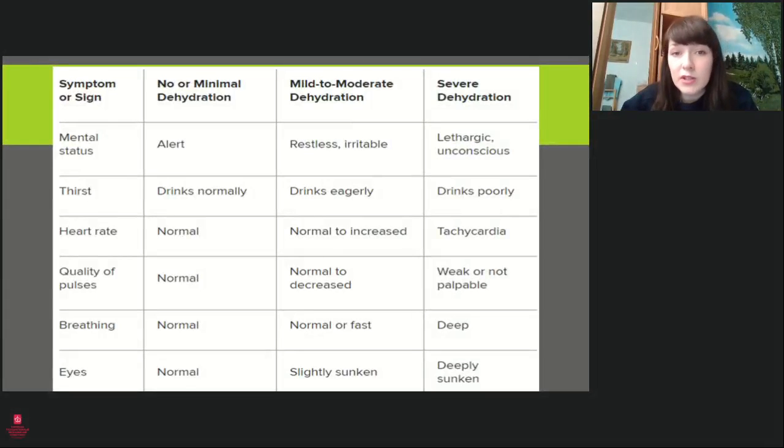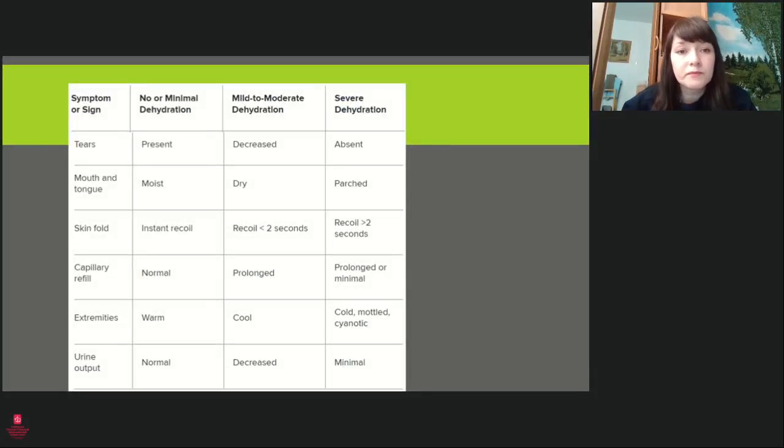But in mild to moderate dehydration, we have restless, irritable mental status, thirst, drinks eagerly, heart rate normal to increased, quality of pulse normal to decreased, and breathing normal or fast, eyes slightly sunken, tears decreased, mouth and tongue dry, skin fold recoil less than 2 seconds, capillary refill prolonged, extremities cool, and urine output decreased.